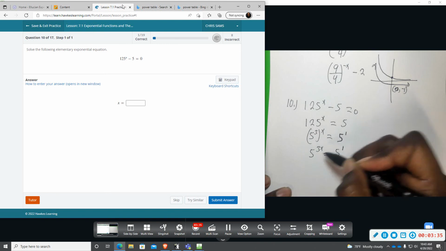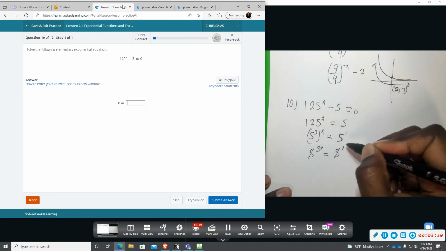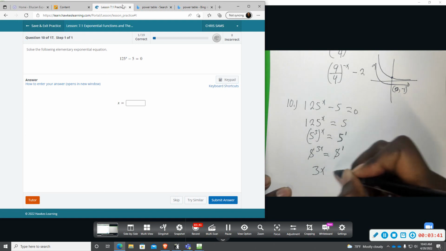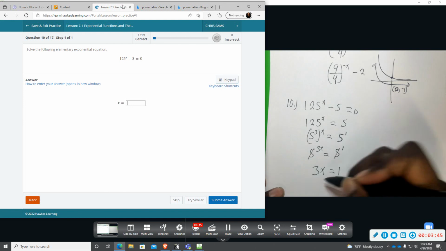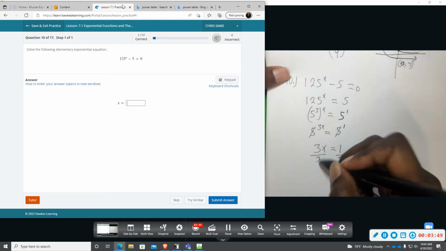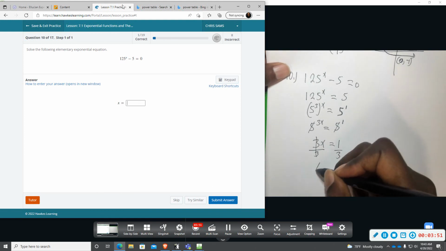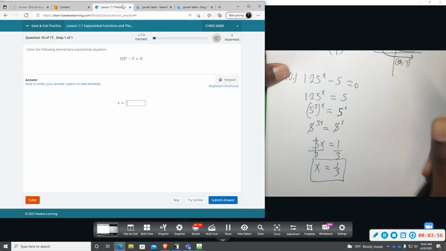Now that you have the same base, you can ignore those and just focus on 3x equals 1. Because the 5s are the same, so they're not affected. So divide by 3. 3 divided by 3 is 1, and then you have x is equal to 1/3. So that's the answer that we're looking for here.